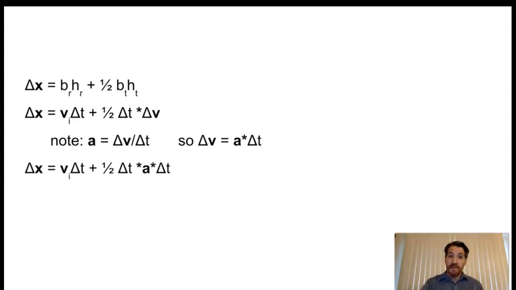So the displacement of an object is equal to v initial times delta t plus 1/2 delta t times acceleration times delta t, as long as the acceleration is some constant value. And in this course, we'll just be dealing with objects that have constant accelerations. So algebraically, this delta t and delta t becomes a delta t squared. And this is a given equation.